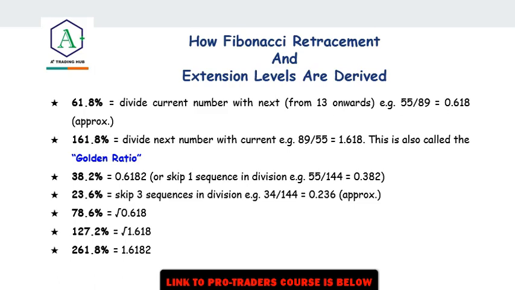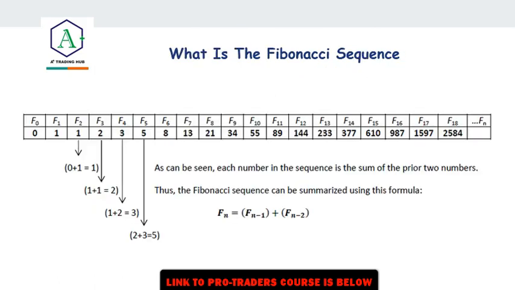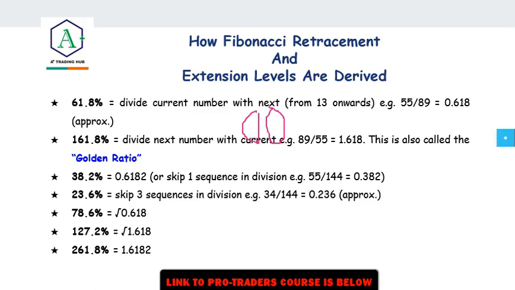So this is how Fibonacci retracement and extension levels are derived. To derive the 61.8% Fibonacci level, you need to divide the current number by the next number. For example, this is still about the sequence here. You see here we have 55, and the next one we have 89. So if you divide 55 by 89, you get 0.618. That is how you derive each of the levels, just by dividing a previous number by the next number, and you'll be getting the ratios just like that.